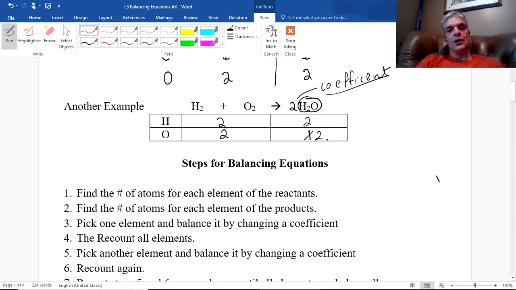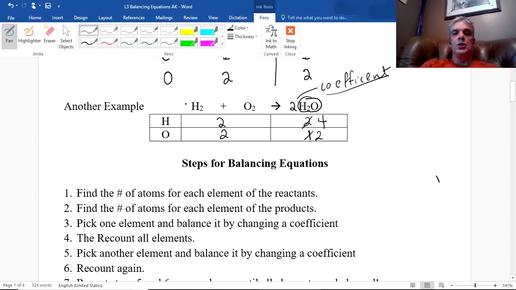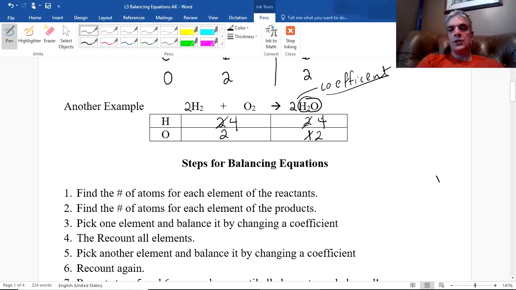But look, as I did that, I said I have two hydrogens in the first place, and now I double it. Now I have four. That's not good because now my hydrogen's not balanced. My oxygen is, but my hydrogen is not. Well, that's okay because now I can go back and say, what if I put a 2 in front of the hydrogen here? That would change this to 4. Now I have 4 hydrogens on each side and I have 4 oxygen atoms on each side and everybody's happy.